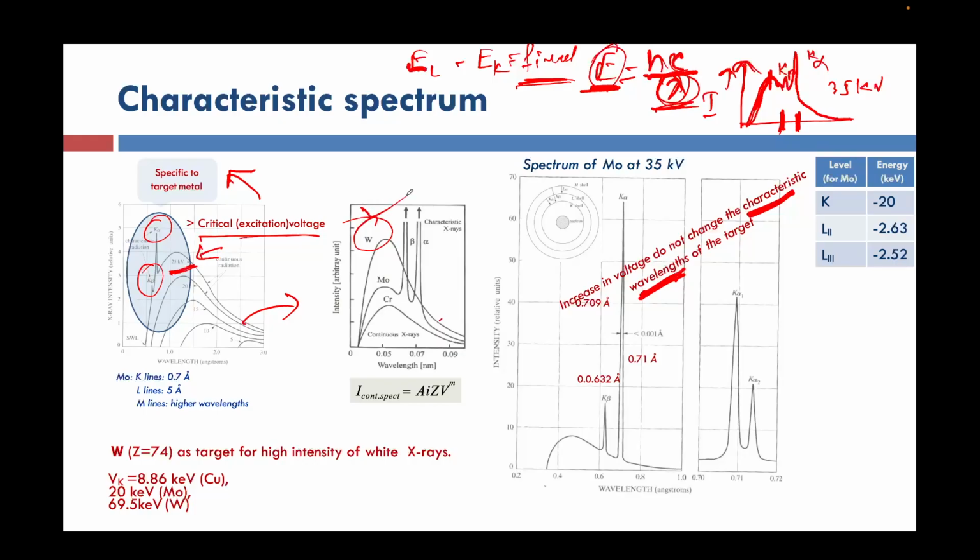to knock out a K-shell electron for tungsten. So just to give you a perspective of how much energy we need when we are talking about different materials, for tungsten you can see we will get only white radiation. For the excitation voltage, for copper it is 8.86 kilo electron volt. For molybdenum, it is 20 kilo electron volt. When I am talking about tungsten, you can see how much energy, how much potential we have to give.